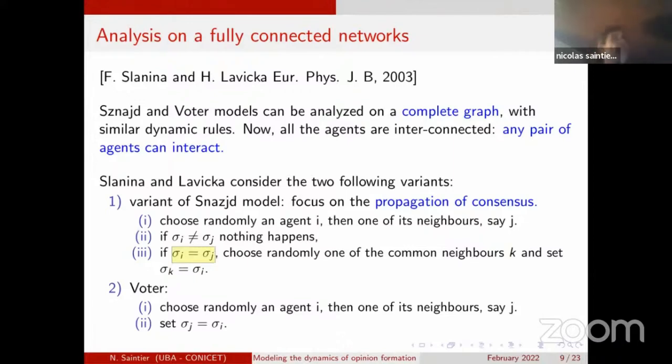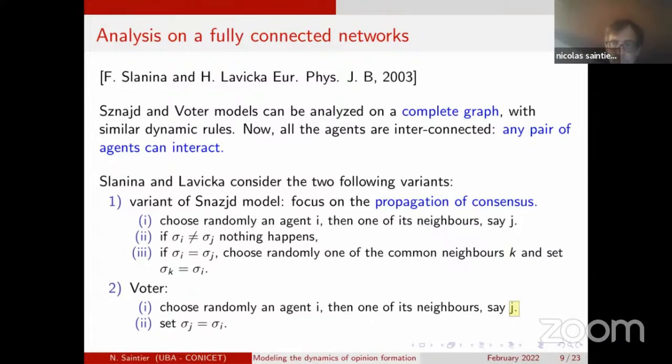Now, this is like if two guys, Javier and Cesar, think the same, and they unify and go on to convince Celia, that's it. And Celia gets convinced, right? So you repeat that on and on. You pick two guys, if they agree, they convince a third guy. You repeat that and see what happens. And the voter dynamic that Slanina and Lavica considered in the paper is the same as before. So you pick a random guy I, another guy J in the population, and J copies I.